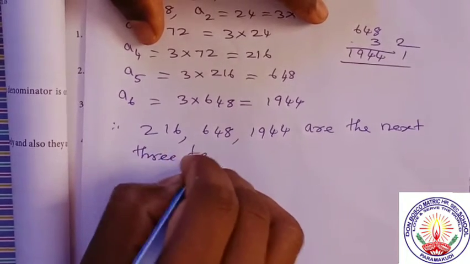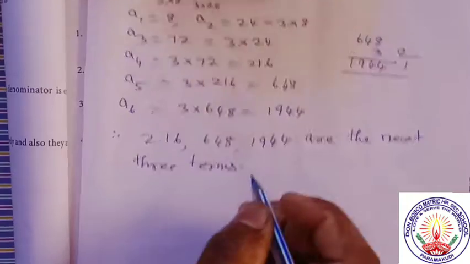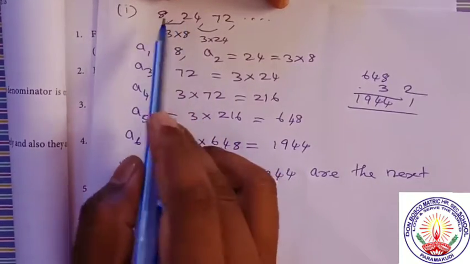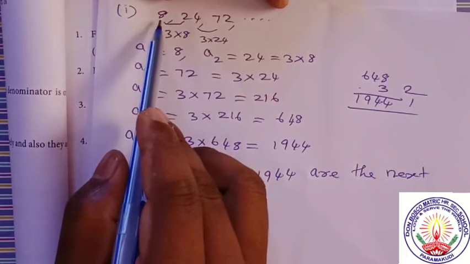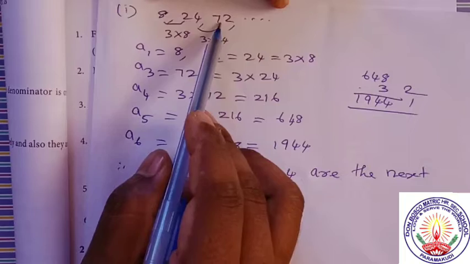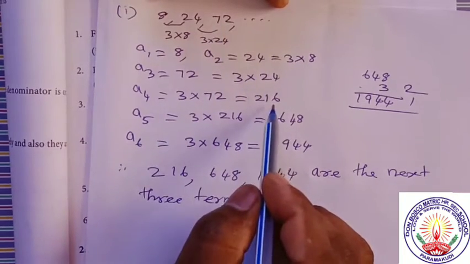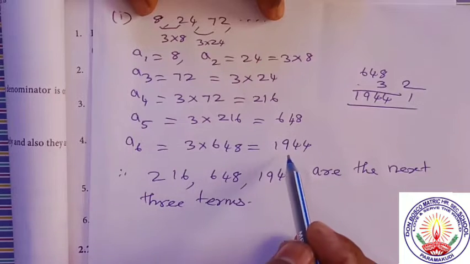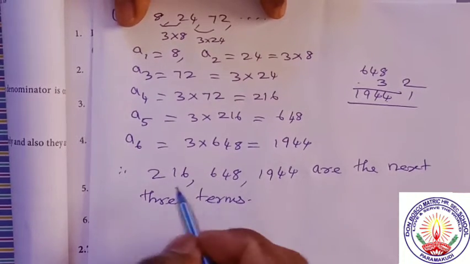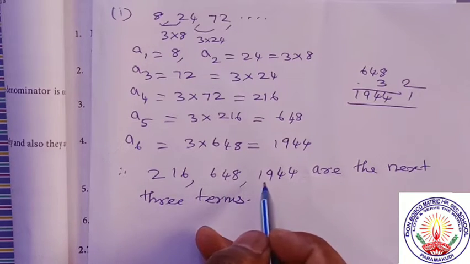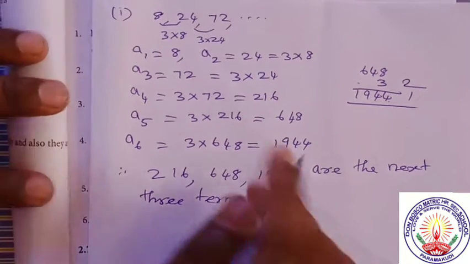So first you have to observe what is the pattern in this sequence. Just multiply 3 with the previous term. 3 8s are 24, 3 24s are 72, 3 72s are 216, 3 216s are 648, 3 648s are 1944. Therefore 216, 648 and 1944 are the next 3 terms.